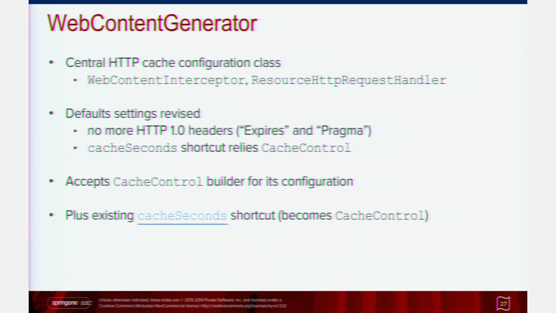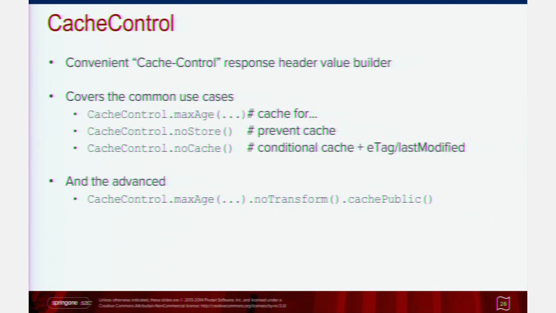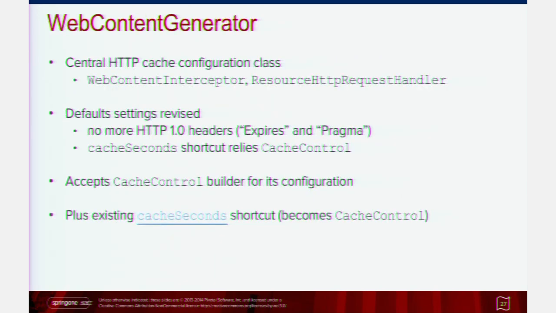And we have also kept one of the methods called cacheSeconds. It's a convenient shortcut with certain conventions. If you say 0, -1, or a positive number, it indicates those three use cases which I talked about, which are max age, no store, and no cache. The interesting thing is that WebContentGenerator now accepts the CacheControl type, and that allows you to specify the full range of directives that are there.